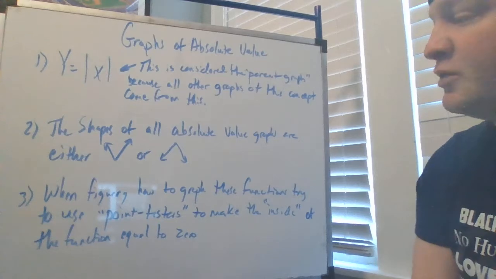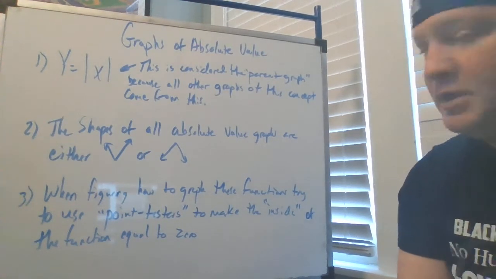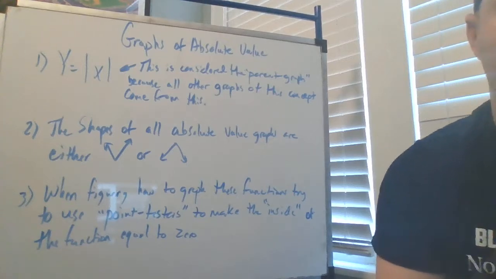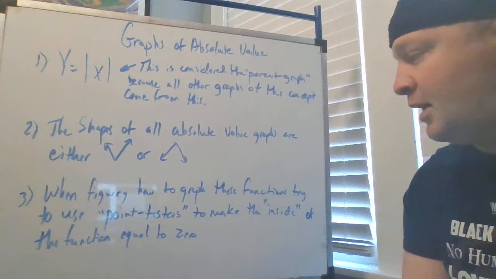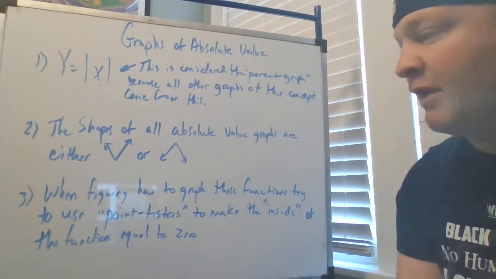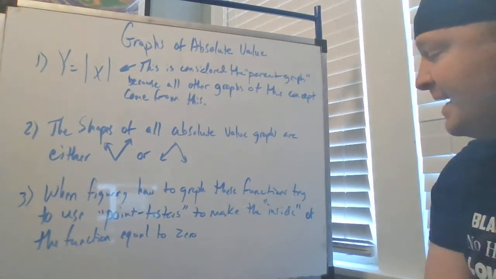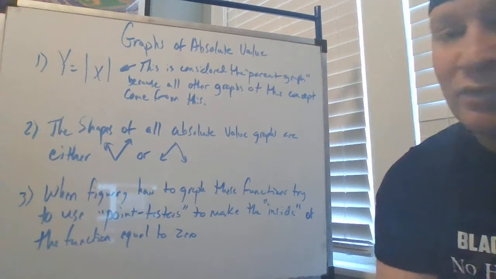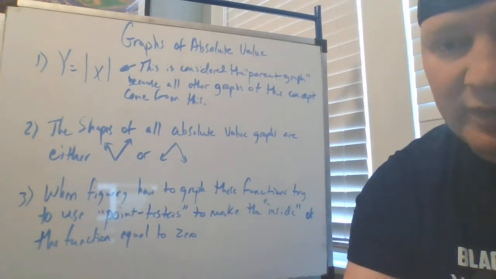The other situation here is when figuring out how to graph these functions, try to use point testers. Point testers, I'm using language you guys are familiar with. You would have learned that last year in Mr. Miken's class when you learned how to graph on the coordinate plane. Use point testers to make the inside of the function equal to 0. So I'll be back in a second to show you what all this means. Pause me when necessary.